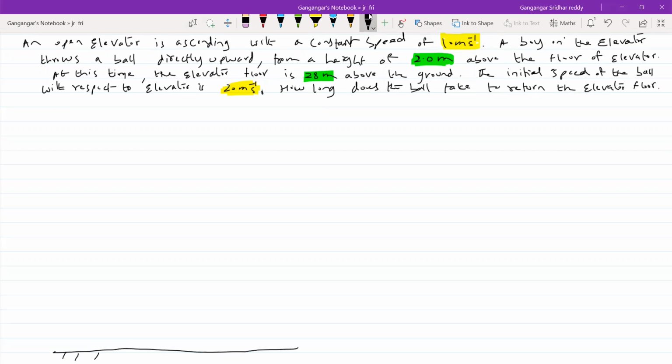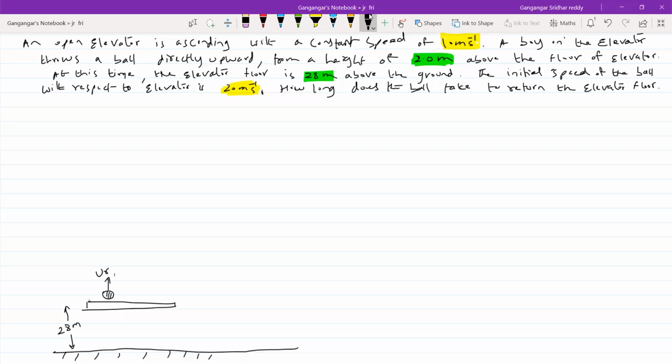Okay, there's a ground. You take it like this. There's an elevator at a height of 28 meters. Here, what happens? The ball is projected with a velocity UR.